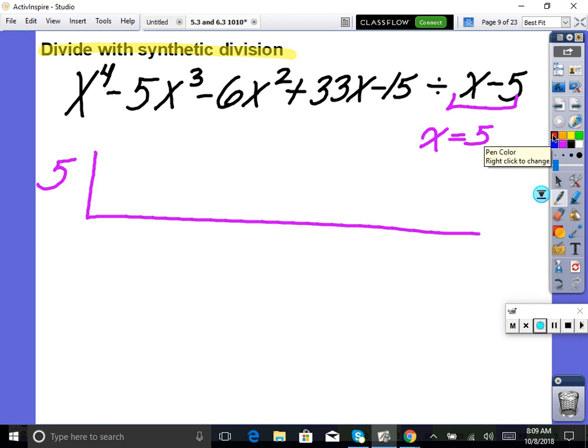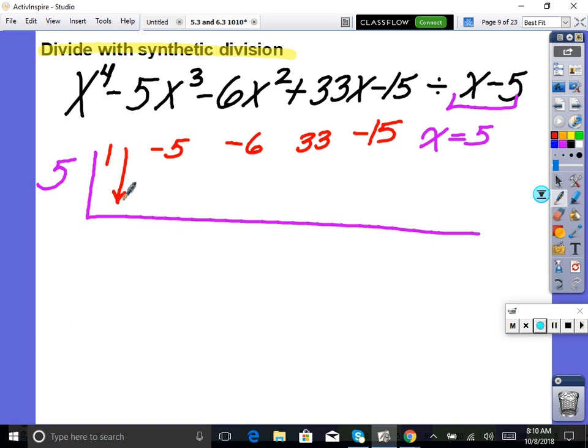Then we're going to make sure we aren't missing anything. 4, 3, 2, 1, constant. Okay, so we put in our 1, negative 5, negative 6, 33, negative 15. Add straight down, multiply up. Add straight down, multiply up.